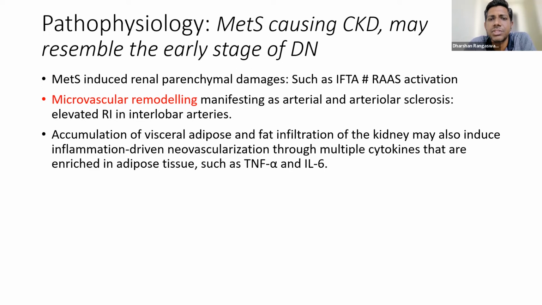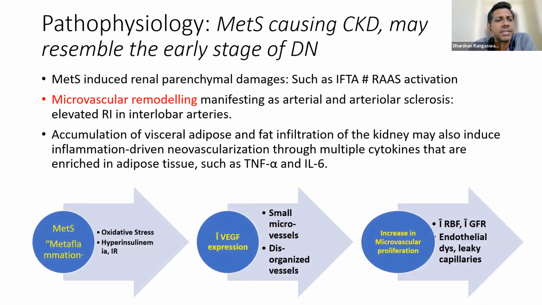Also, accumulation of visceral adipose tissue, as was highlighted earlier, is itself an endocrine organ. So accumulation of visceral adipose tissue and fat infiltration of the kidney may also induce inflammation-driven neovascularization through multiple cytokines that are enriched in adipose tissue, such as TNF-alpha and interleukin-6. So there is neovascularization and microvascular remodeling, with IFTA in the renal parenchyma, secondary to metabolic syndrome and activation of RAS. To summarize, metabolic syndrome is nothing but a meta-inflammation. Central to this are insulin resistance, hyperinsulinemia, and oxidative stress. There is an increased expression of vascular endothelial growth factor, and increased neovascularization from both small microvessels as well as disorganized vessels.